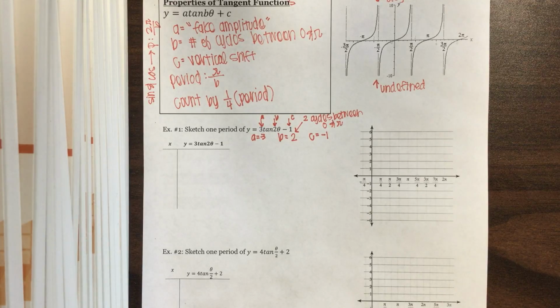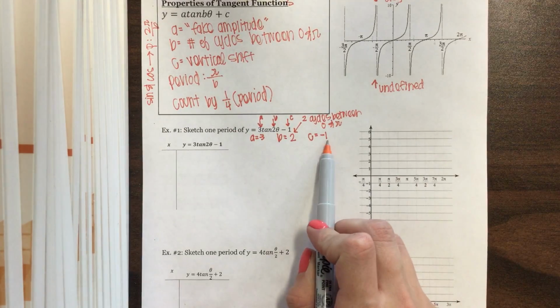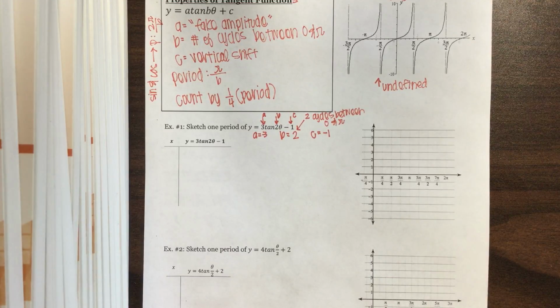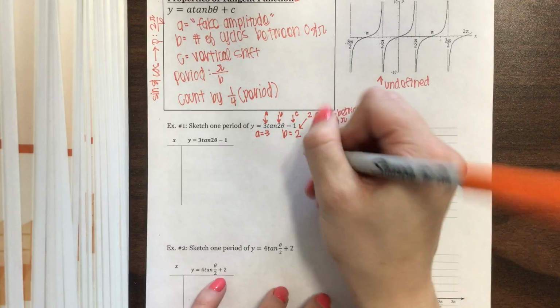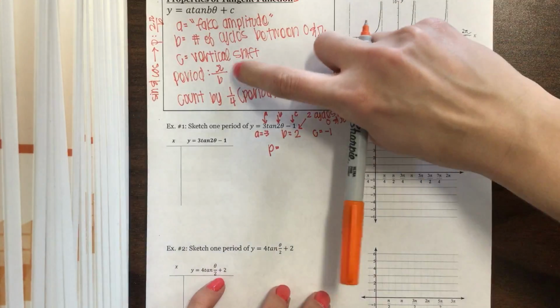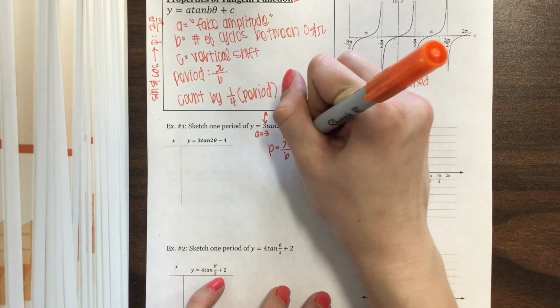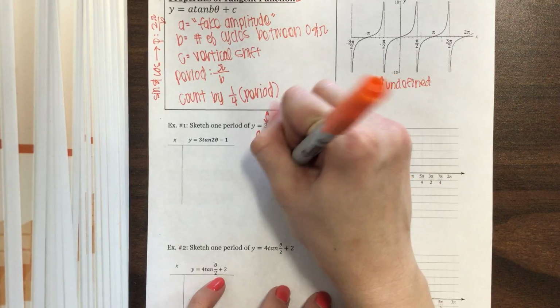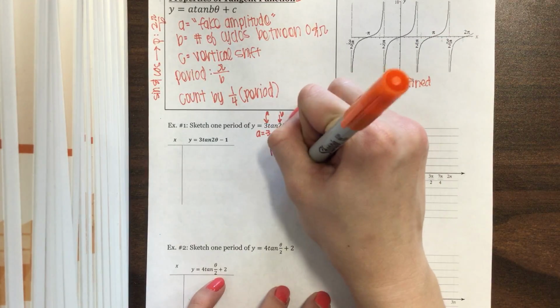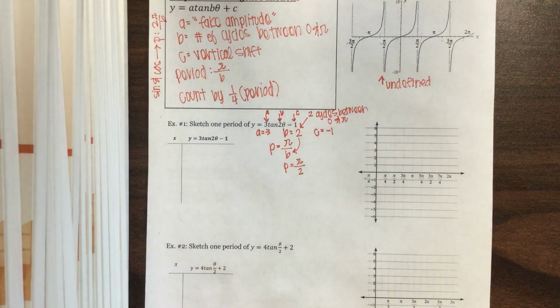Anyways, let's continue. So C equals -1, means it moves down 1. Now we have to find our period. So the period is pi divided by b, which our b is 2. So I'm just going to put that in there. So period equals pi divided by 2. So our period is pi halves.